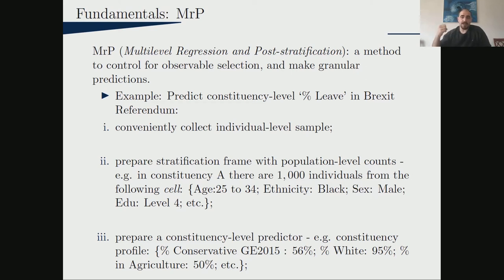Third, we have to prepare a constituency level predictor. In this case, it would be information about the constituency that would be useful to predict the outcome of interest. For the Brexit referendum, that would be things like past vote, sociodemographic information at the constituency level, and so on and so forth.